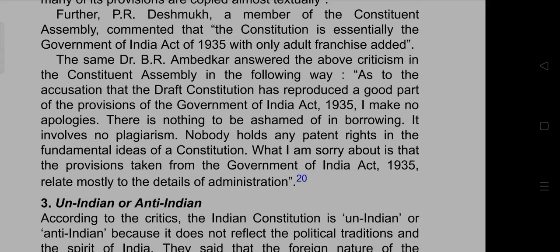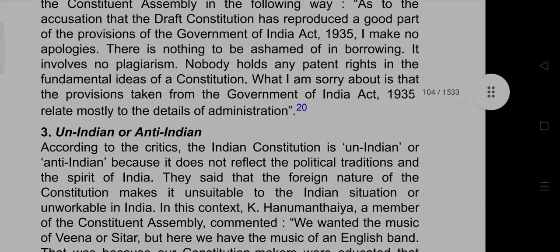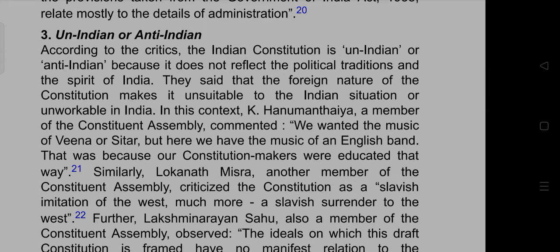"As to the accusation that the draft constitution has reproduced a good part of the provisions of the Government of India Act 1935, I make no apologies. There is nothing to be ashamed of in borrowing. It involves no plagiarism. Nobody holds any patent rights in the fundamental ideas of a constitution. What I am sorry about is that the provisions taken from the Government of India Act relate mostly to the details of administration." Third, an un-Indian and anti-Indian constitution.